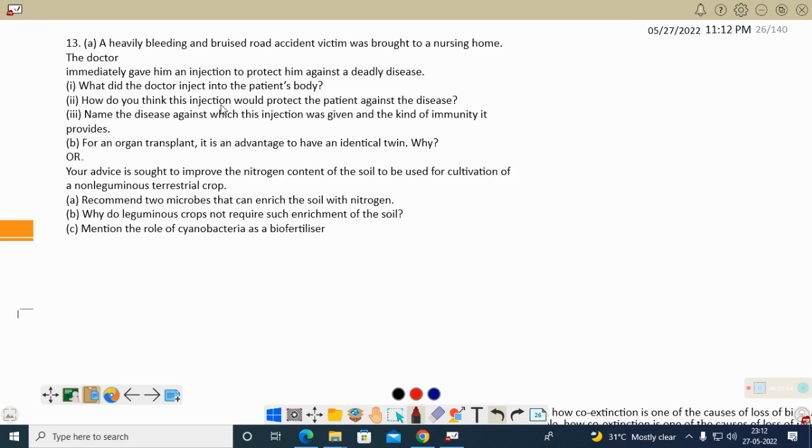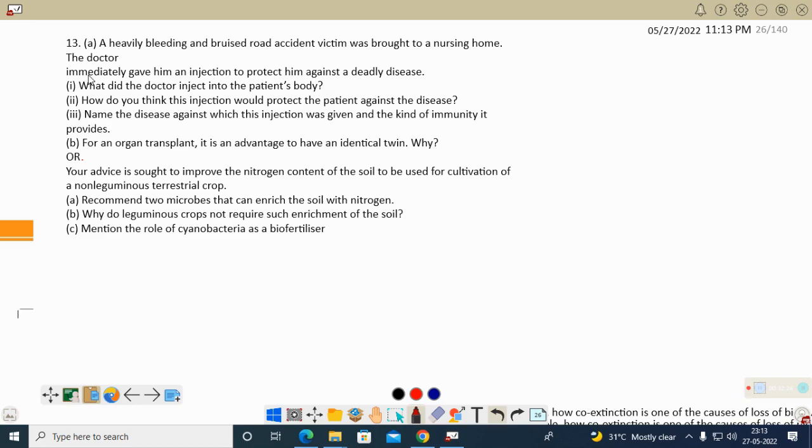How do you think this injection would protect the patient against the disease? Because anti-tetanus injection is a ready-made antibody injected into the body, if any tetanus causing bacteria has entered inside the body, it will be eradicated. Now, name the disease against which this injection was given. Tetanus. And the kind of immunity it provides is artificial passive immunity, provided in the form of ready-made antibody.